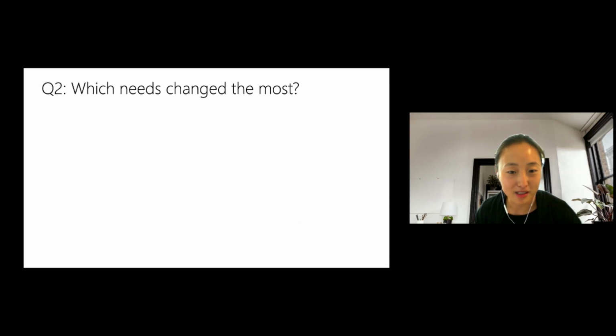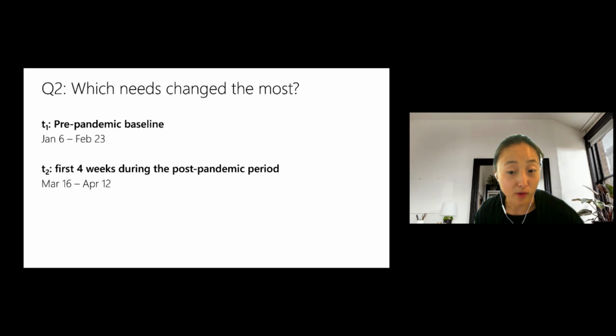The next question we asked was, which needs changed the most? To do this, we compared the average daily needs from the pre-pandemic baseline to the average daily needs from the first 4 weeks during the post-pandemic period. We then sorted the needs subcategories based on their relative change between these two times.